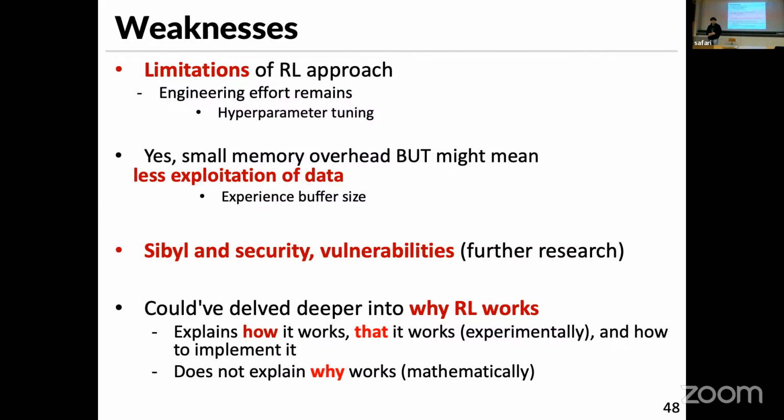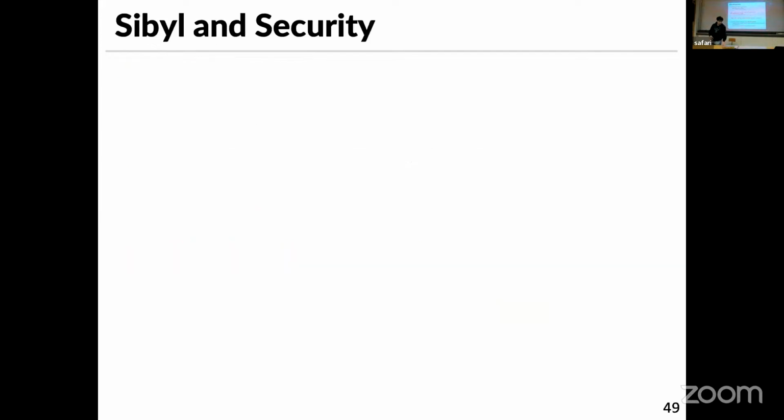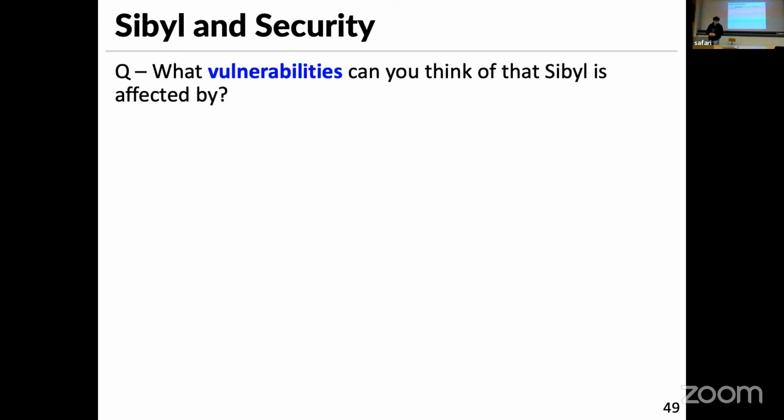No questions? Okay, then I will move on to the discussion. Our first discussion point will be about Cibil and security. So I just talked now about it, and I wanted to know from you guys, if you were trying to sort of break the RL agent or damage its behavior, what would you try to do? So here, what vulnerabilities can you think of that Cibil is affected by?